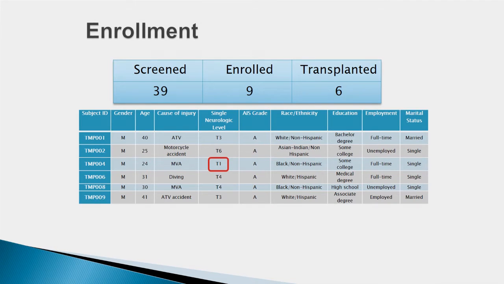You'll notice that one individual had a T1 injury, and I mentioned that our inclusion criteria was from T3 to T11. This T1 was due to one sensory abnormality on the ASIA evaluation. The lesion via his MRI was at T3, so we requested an exception from the Institutional Review Board prior to doing the transplant to be able to keep him in the study. Everybody started out as AIS A, and we had a variety of backgrounds of individuals.